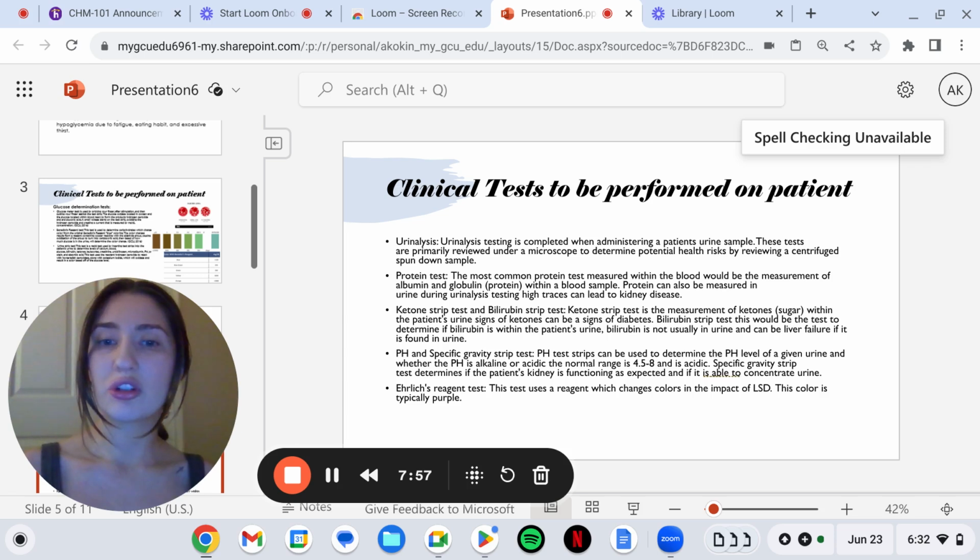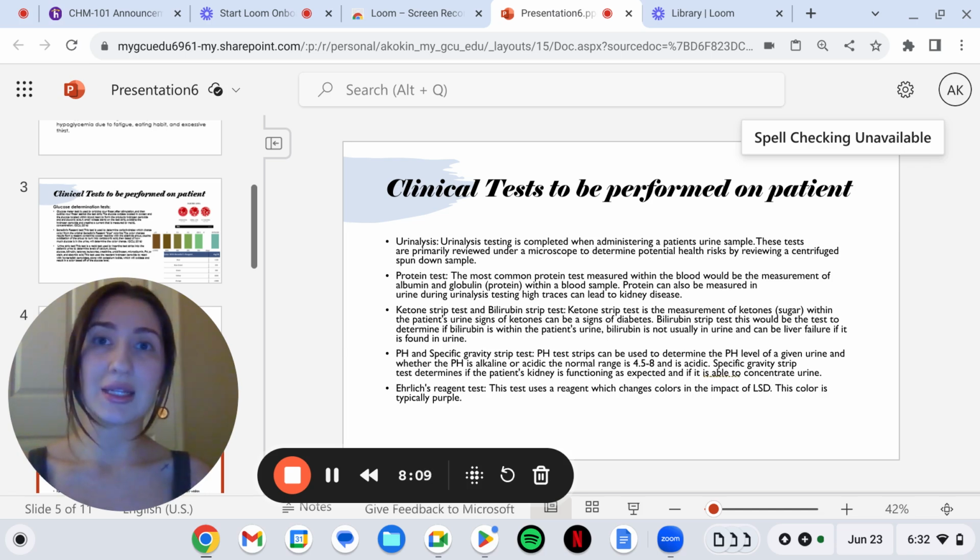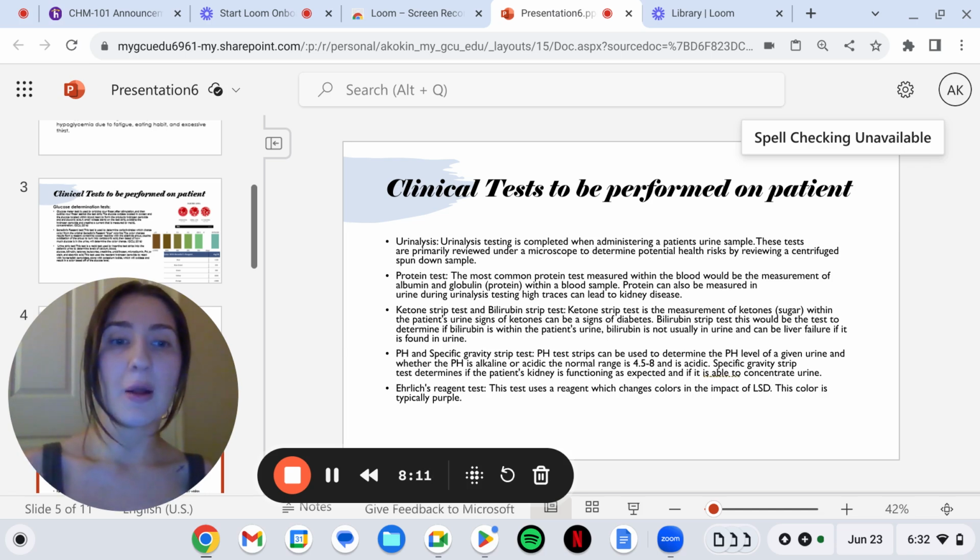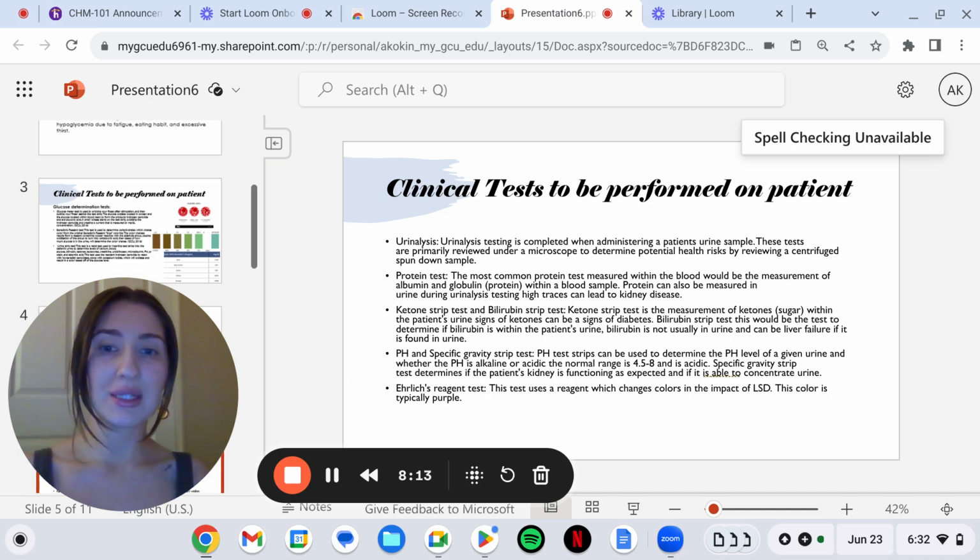A ketone strip test and bilirubin strip test are going to be measurements of the ketones within the patient's urine, and that can be a sign of diabetes if there is a high sign of ketones. A bilirubin strip test would be a test to determine if bilirubin is within the patient's urine as well, as it typically is not, and it can be found within liver failure in a patient.